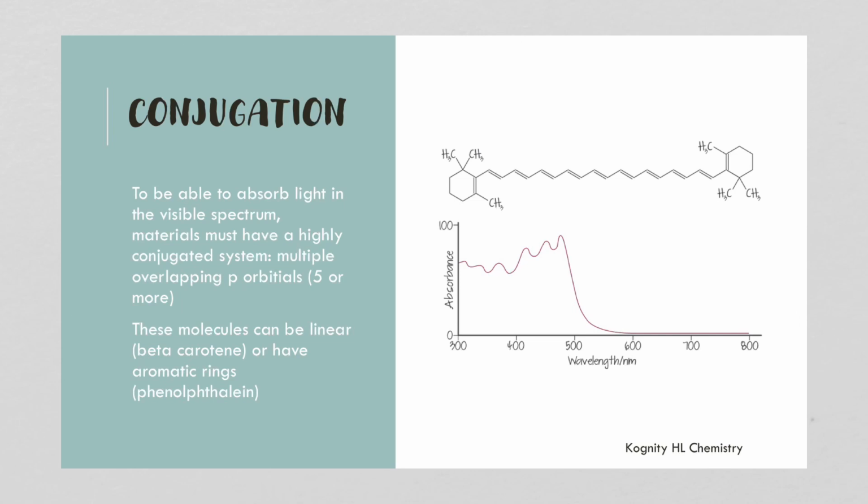So what is conjugation? To be able to absorb light in the visible spectrum, materials have to have a highly conjugated system. That means they need to have multiple overlapping p orbitals, and generally that's 5 or more. These molecules can be linear, like beta carotene, or they could have aromatic rings, like phenolphthalein. We're going to look at a variety of different pigments and see why they reflect color back to us. It's because of those delocalized electrons.